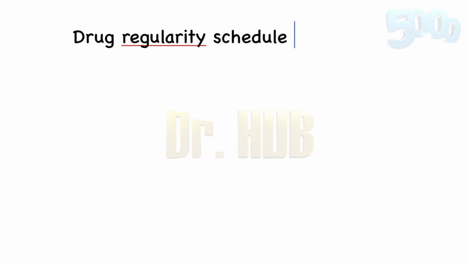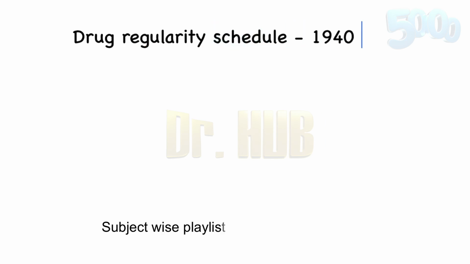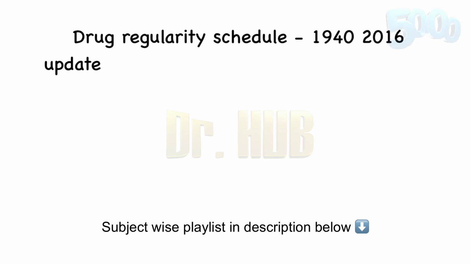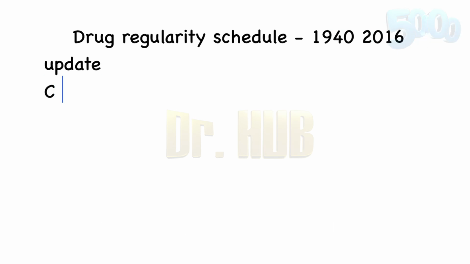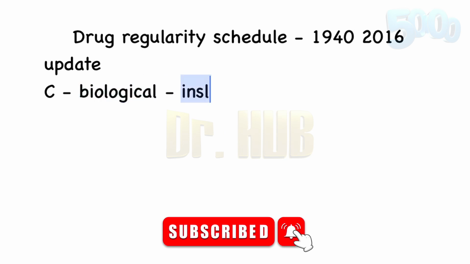Let's look into the drug regulatory schedule, and this is as per the 1940, that is the 2016 update. So the first one is the Schedule C. The Schedule C refers to the biological and other special products. Example, the toxins, insulin, as well as the sera and the antibiotics.